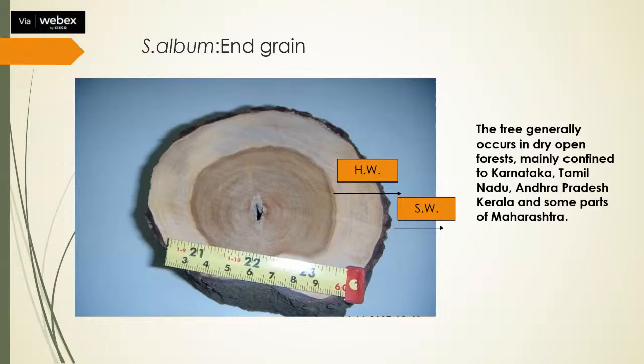Now in the photo, you can see the grain of the log. The dark colored wood in the center is the heartwood, which gives the scented portion, and the sapwood portion is the lighter colored one.